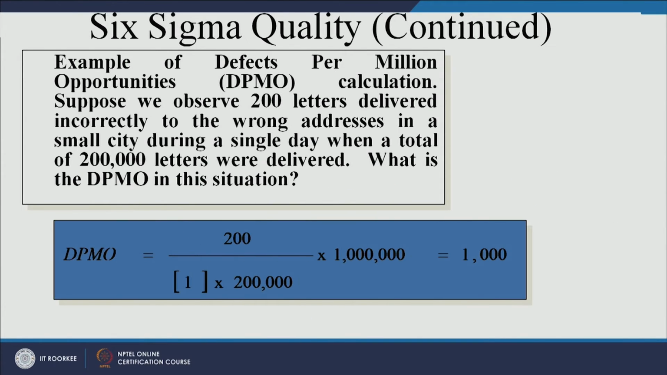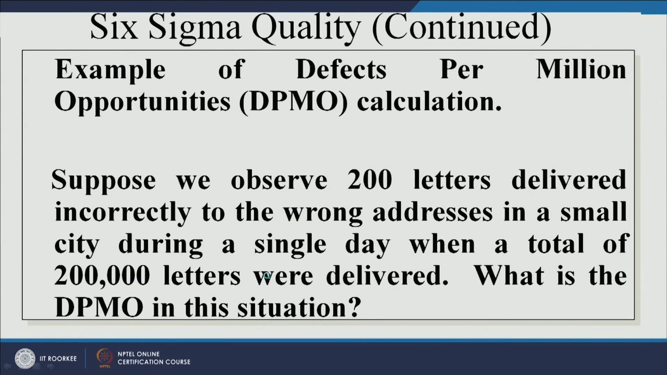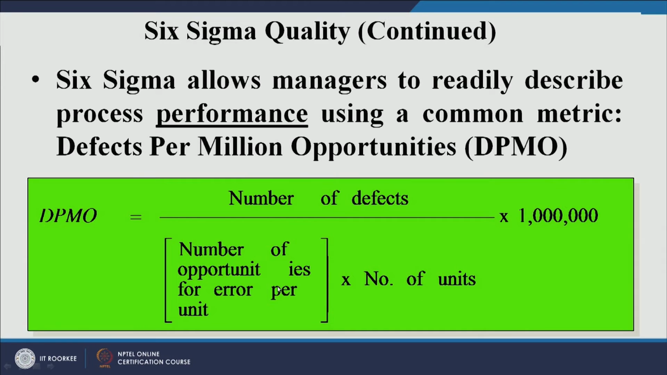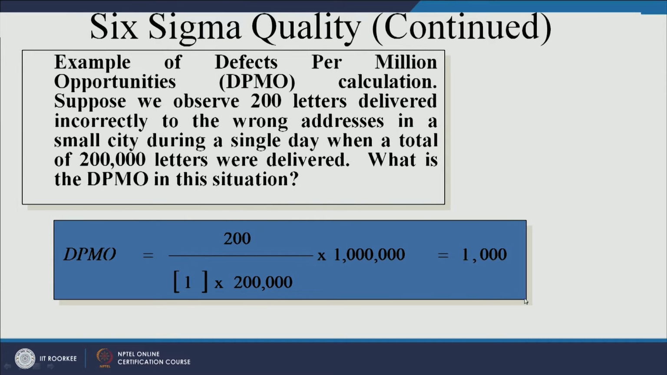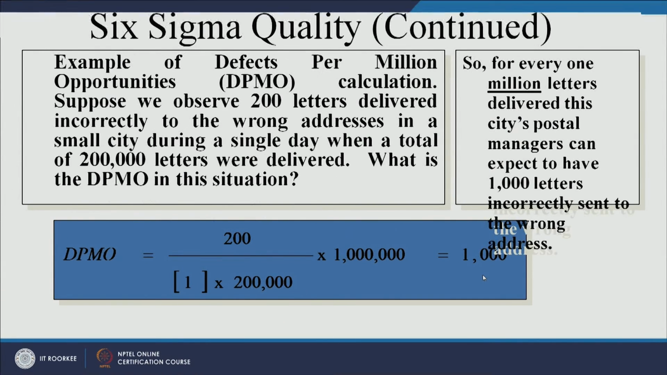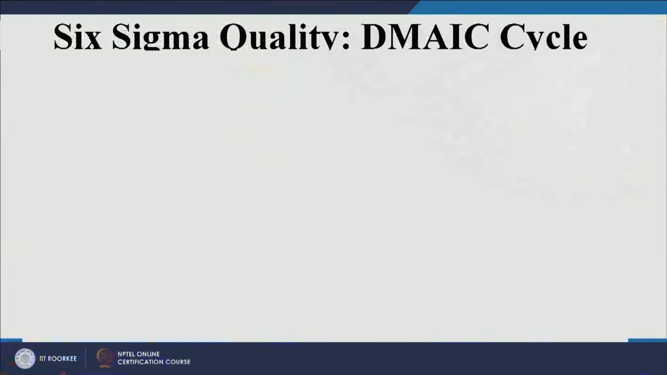Let us look at this answer. In this case these are the total number of units, and the number of opportunities for error per unit is 1. So, the answer is 1000. We will say that for every 1 million letters delivered in this city, postal managers can expect to have 1000 letters incorrectly sent to wrong addresses. This is how you can calculate DPMO.